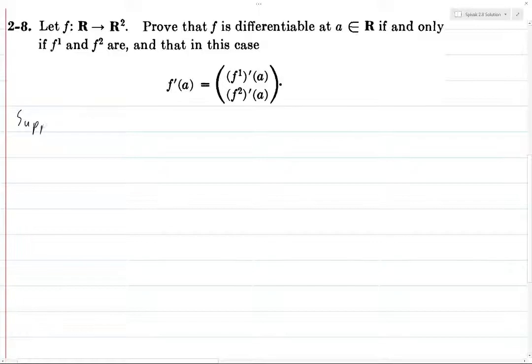Anyways, so let's suppose... So first we're going to do the backwards direction. So suppose f1 and f2. I'm going to use subscripts because I don't like using superscripts unless I have to, because it can be mistaken for exponents. Suppose these two functions are differentiable at a. We want to prove that f is differentiable at a and that f prime of a is given by this matrix.